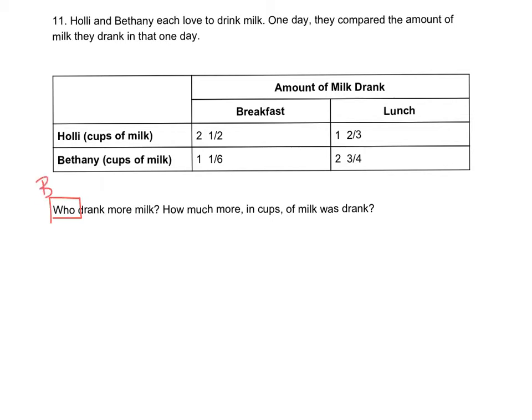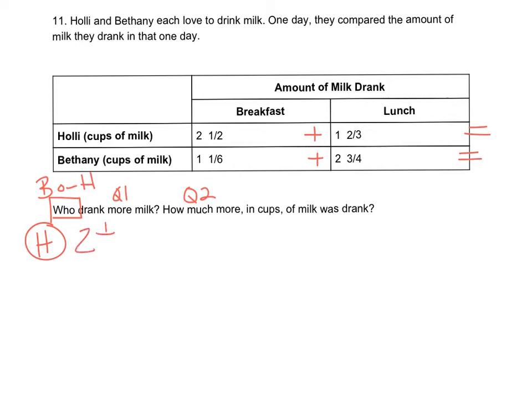So it's going to either be B or H, drank more milk? So that's question 1. And now I got a question 2. How much more in cups of milk was drank? Yikes. So I need to figure out who drank more. In order to solve this, I'm going to have to figure out how much total Holly drank, and then what was the total for Bethany. So I'm going to label that this is Holly so I don't get confused.